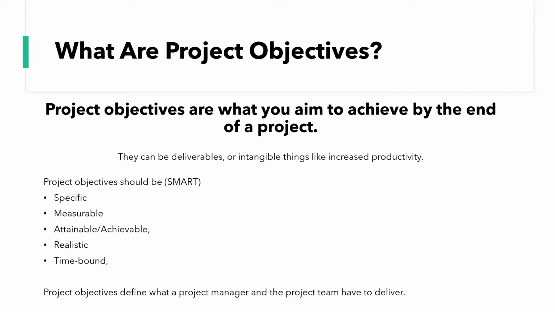Now, you will often see when researching around project objectives an acronym that is used time and time again, and that is SMART. And SMART stands for specific, measurable, attainable, or sometimes you'll see it as achievable, realistic and time-bound. And these are the various elements of how a project objective should be set up. All in all, project objectives define what a project manager and the project team have to deliver.